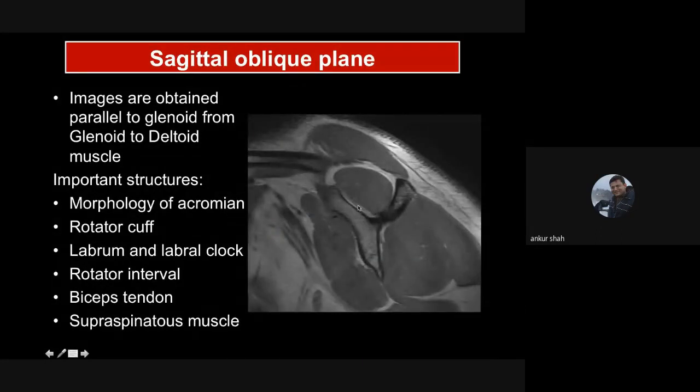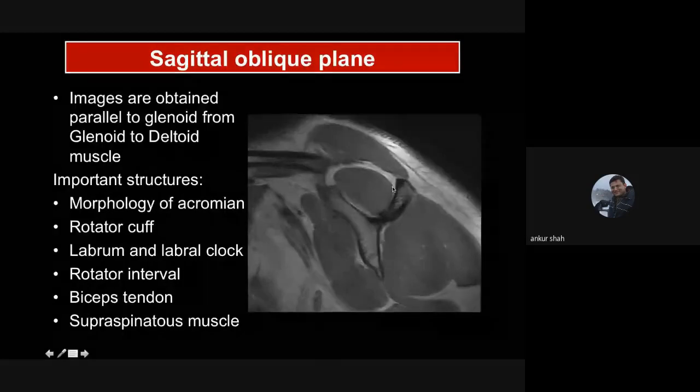As I told you, the most important use of the sagittal plane is to look at the muscle bulk of the supraspinatus. This is seen on the non-fat-suppressed T1 weighted images, so you can see the fat as a bright structure. This is the normal muscle bulk. It should be above this line which is joining these 2 points. If the muscle goes above this, it suggests that the muscle bulk is normal.